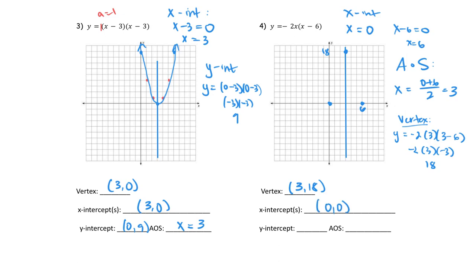So when our x-intercept is 0, 0, that also means our y-intercept is 0, 0. So there are two x-intercepts, and the axis of symmetry is x equals 3. And so we have enough information to just sketch our curve through here.